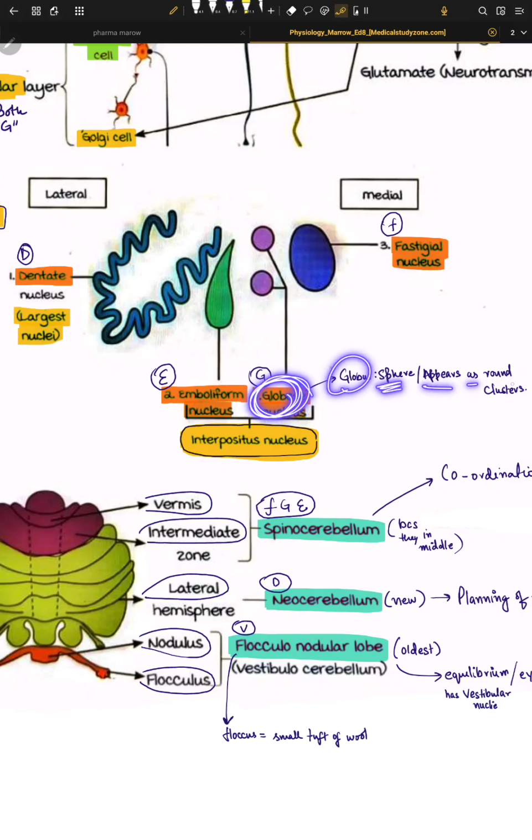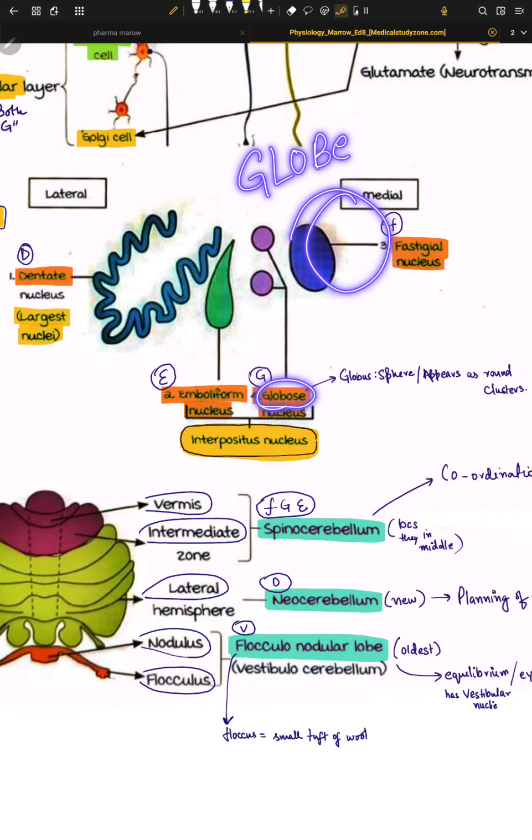Spherical. It appears round, like a cluster. As you can see, they are clusters. There are more like this, but we have only shown 2 of them. So sphere, spherical, globus. Whenever you see globus, the word globe, it means sphere. This is why we call them globus, because they are spherical in nature.